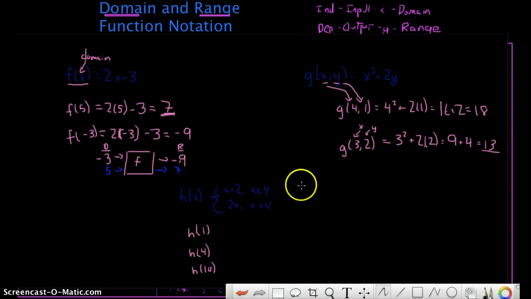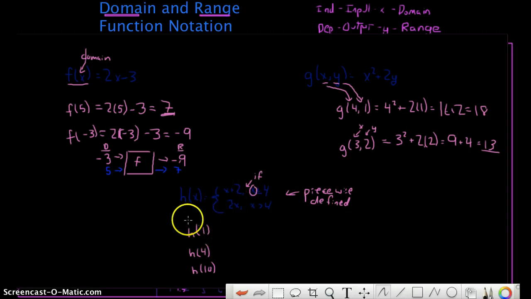Now, this function here looks a little bit different. I'm going to first tell you that it's called piecewise defined, and that means the function's going to take on different rules at different points. So we read this like this. We say h of x is x plus 2, and that comma I'm going to read as an if: if x is less than or equal to 4. And it's going to take on the value 2x if x is greater than 4.